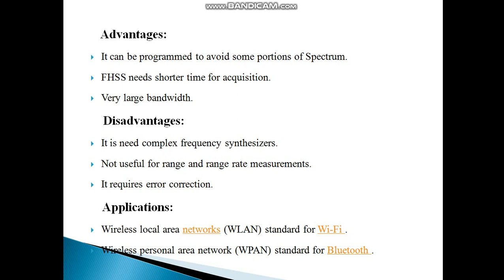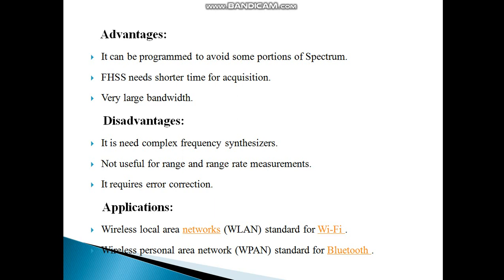There are some advantages of FHSS. It can be programmed to avoid some portions of the spectrum. FHSS needs shorter time for acquisition and has very large bandwidth. There are some disadvantages. It needs a complex frequency synthesizer. It is not useful for range and range rate measurement. It requires error correction.